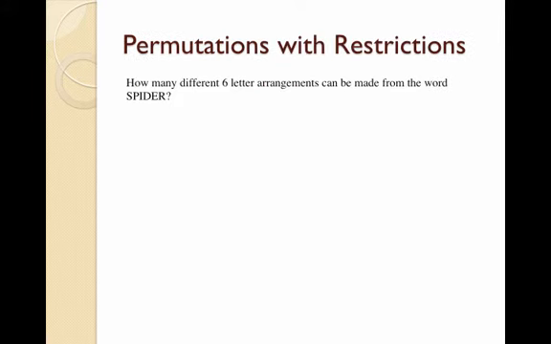How many different six-letter arrangements can be made from the word spider? Because we're choosing from 6 letters, the first letter can be one of the 6, the second letter could be one of the 5 that are left over, and then one of the 4, 3, 2, and 1. This is 6 factorial, or 720 different arrangements.